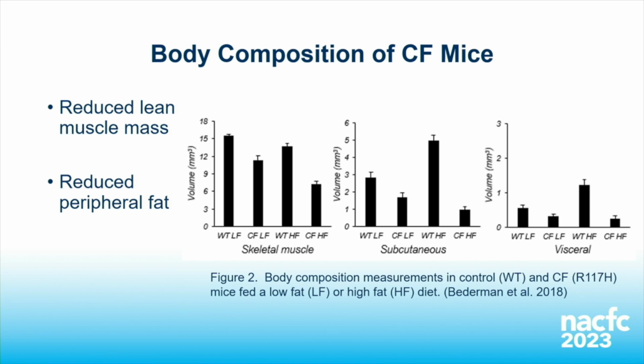However, despite the increases that are being observed, the body composition of people with CF still does not reflect that of people without CF. In our multiple studies in which we have utilized the CF mouse model, we have found that the body composition of the CF mice is similar to that of people with CF. Both experience a reduced lean muscle mass in addition to a reduced peripheral fat. And one thing we observe in the CF mice is that even when you put them on a high-fat diet, they do not experience any changes in body composition, more specifically those related to subcutaneous and visceral fat.